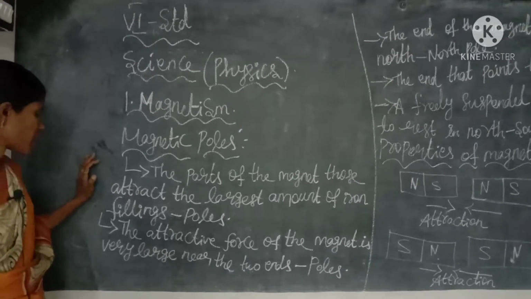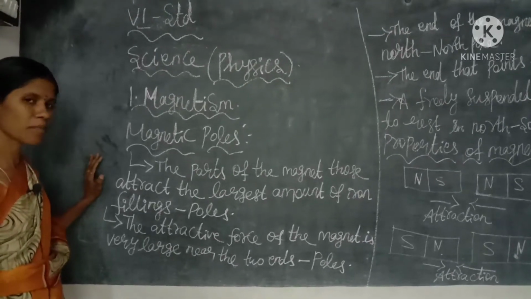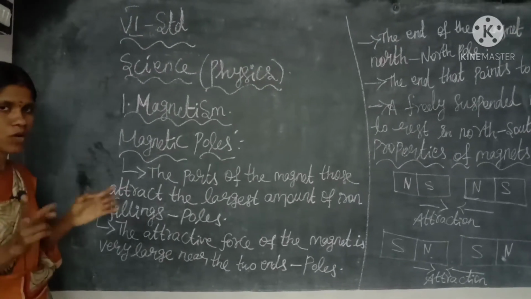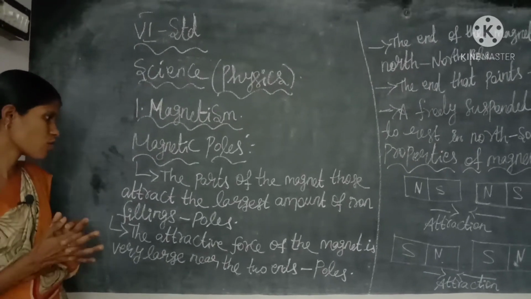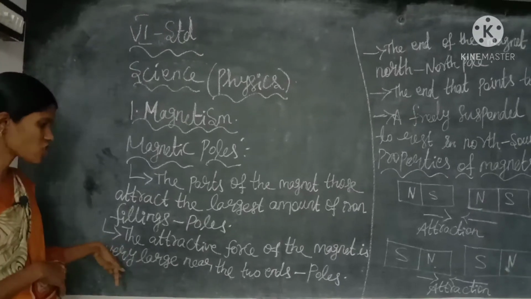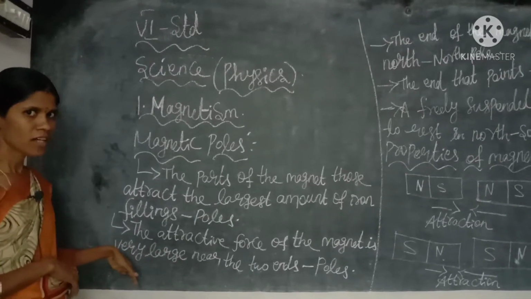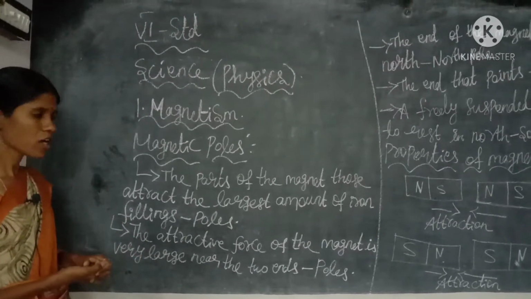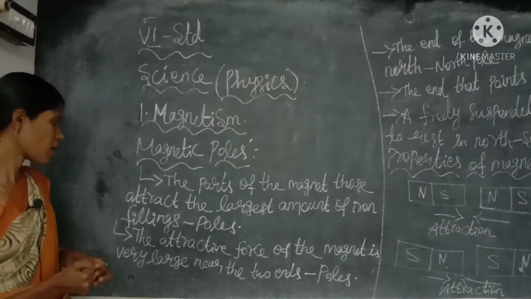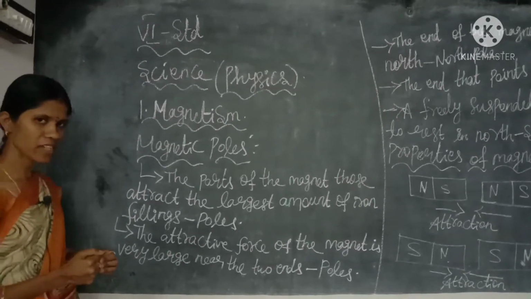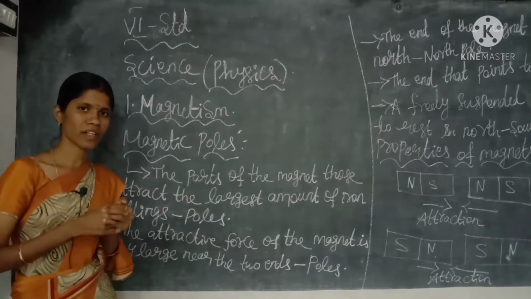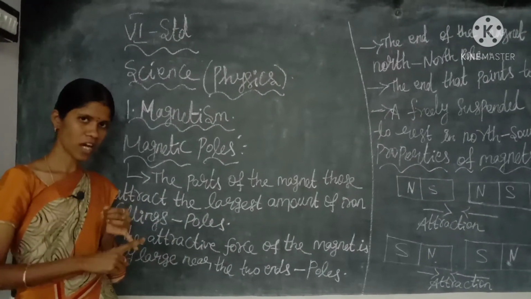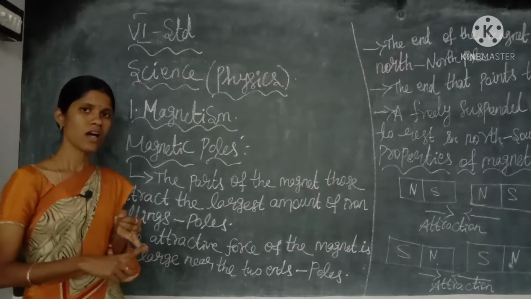The next one is the attractive force. In a magnet we have two forces, one is attractive force and the other is repulsive force. The attractive force of the magnet is very large near the two ends. Those two ends are referred to as the poles of the magnet. One end is referred to as the north pole and the other as the south pole.